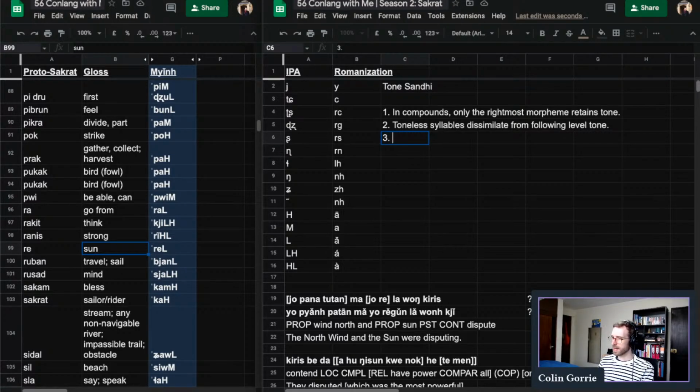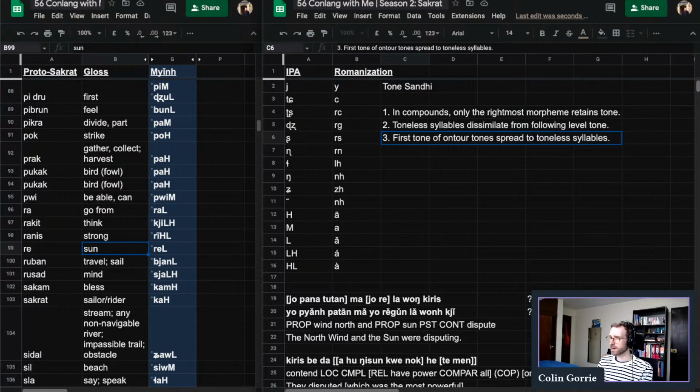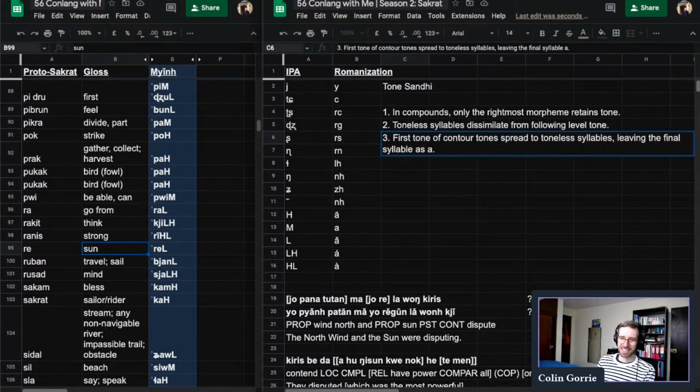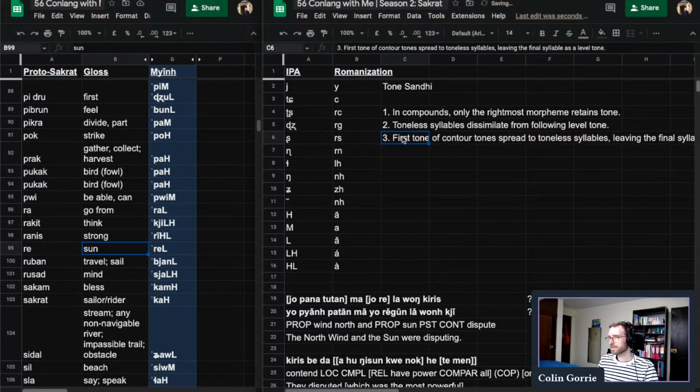Rule 3, contour tones spread. So let's just say contour tone spread to toneless syllables. So the first tone of contour tones spread to toneless syllables, leaving the final syllable as a level tone. Sorry, you can't see that.